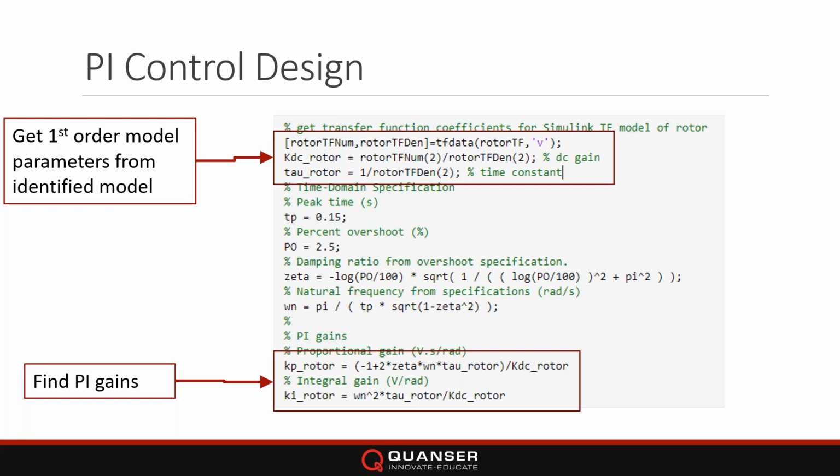So we go back to our live script, and what we can do is use the tfdata command from the Control System Toolbox to obtain the numerator and denominator and get the DC gain and the time constant of our identified rotor model. And then we just enter the equations there and find the PI gains.